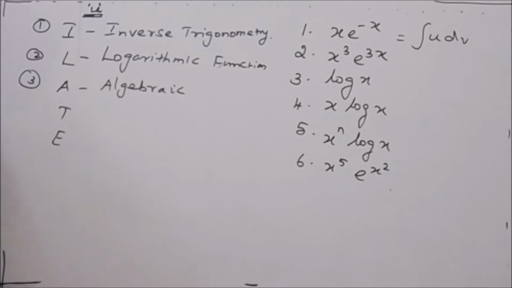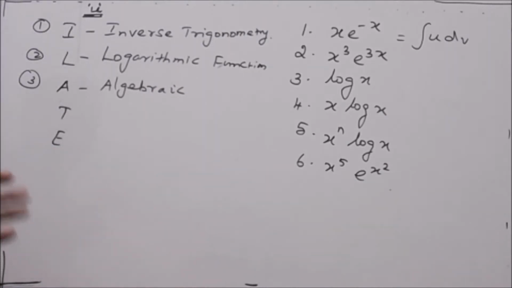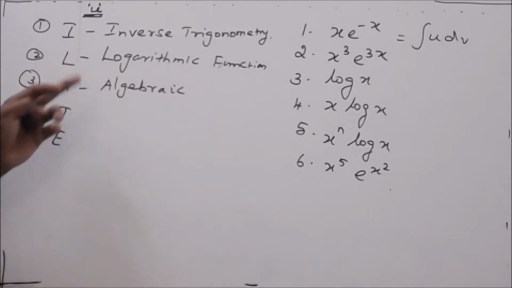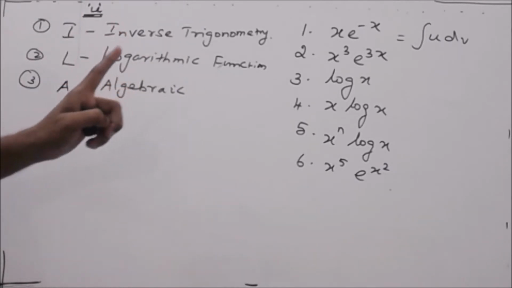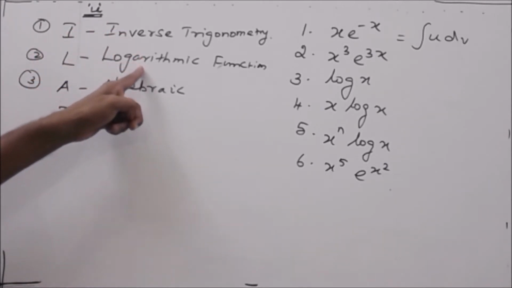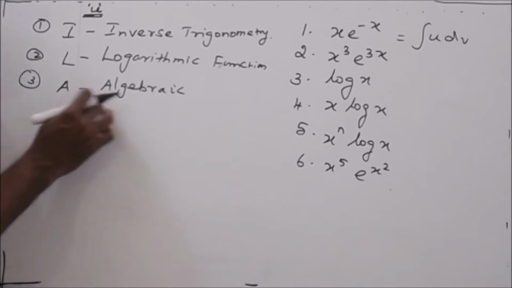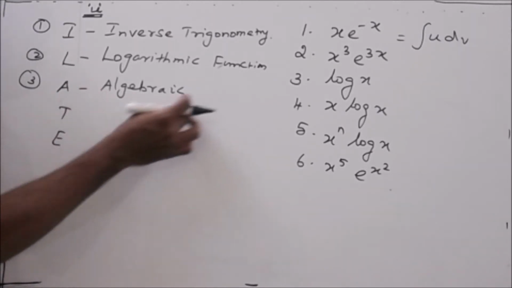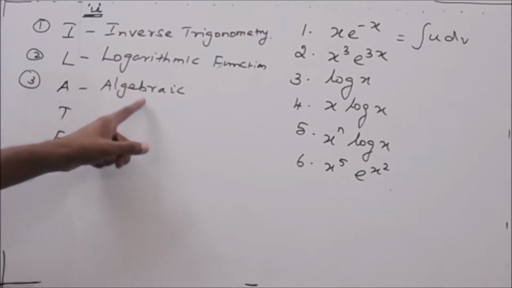What are the algebraic functions? x power n, x cube, x power 4, x power 5, like that. If algebraic functions appear, give them the next priority. If it contains an inverse, choose u as inverse trigonometric. If not, check whether a logarithmic function appears and take it as u. If both are not in the question, check whether any algebraic function appears in the question, and take that algebraic function as u.